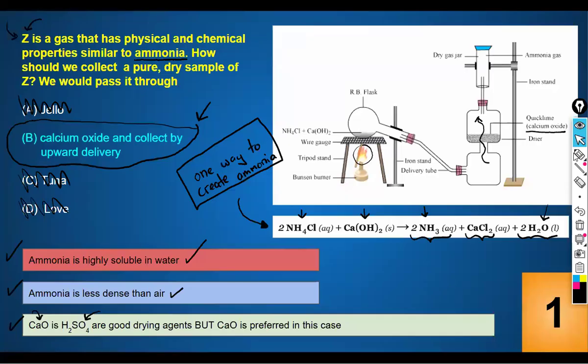Typo. This word is supposed to be "an", right? So both of them are very good drying agents, meaning that they're good at removing H2O from substances.